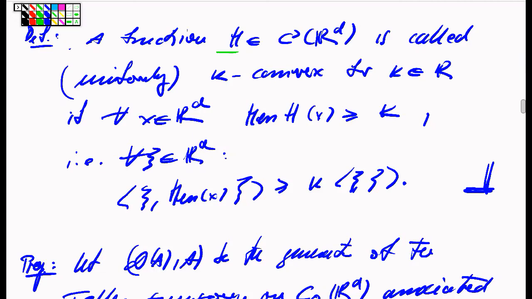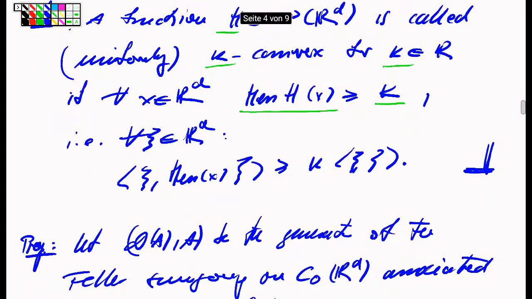Let H be a smooth function on d-dimensional Euclidean space. Then this function is called uniformly k-convex for a certain real number k, which might be positive or negative, doesn't matter, if it is true that the Hessian, so the second order derivative of this function, is bounded from below by k at any point in space. So this is to be understood in the sense of quadratic forms.